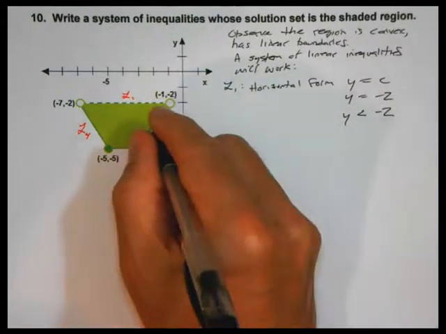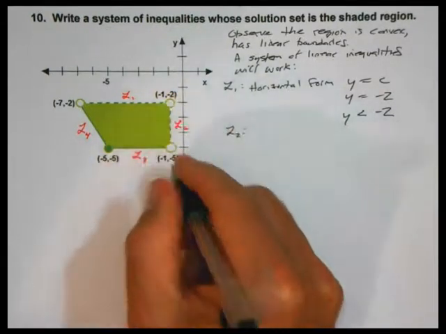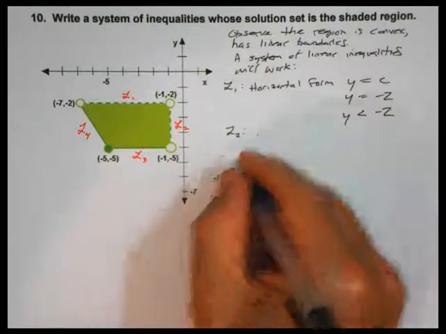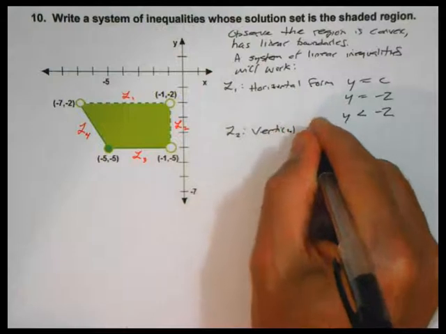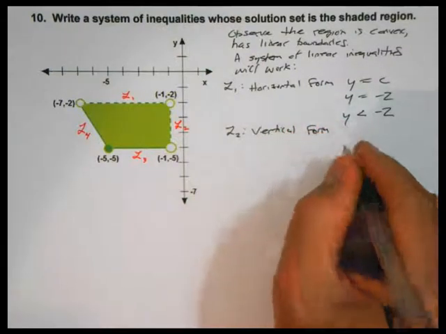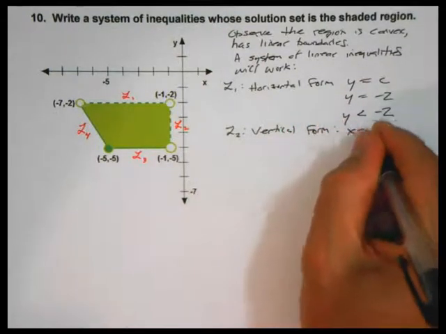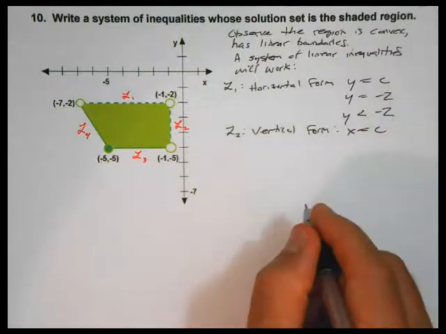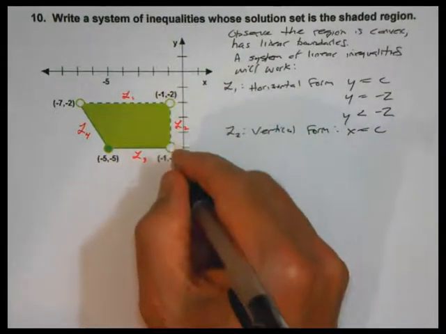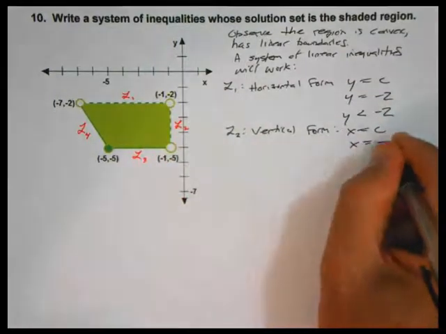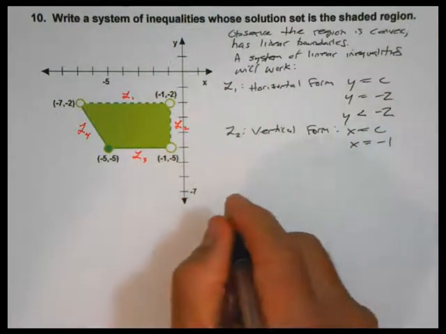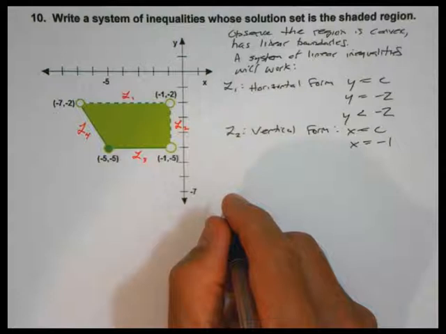Okay, let's go to L2. As our boundary line goes, it's a vertical line. Okay, so vertical form comes to mind, and that is the x equals a constant type of an equation. In the case here, the x is held to being -1. So our boundary line would be x equal to -1.